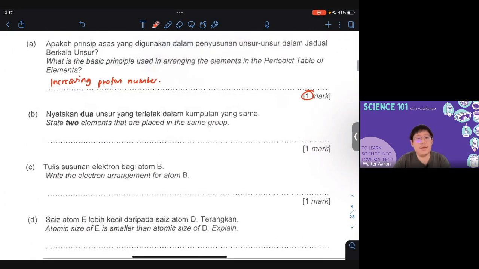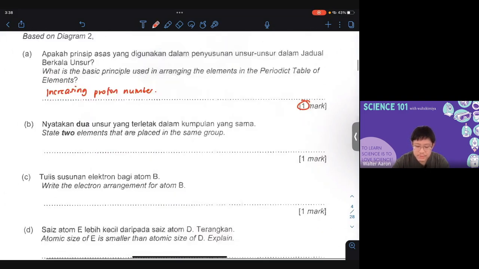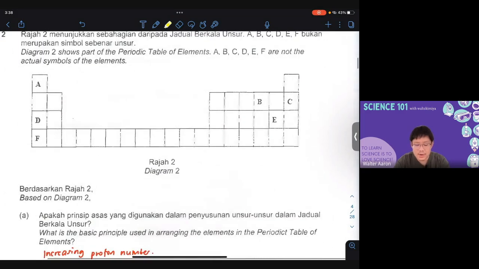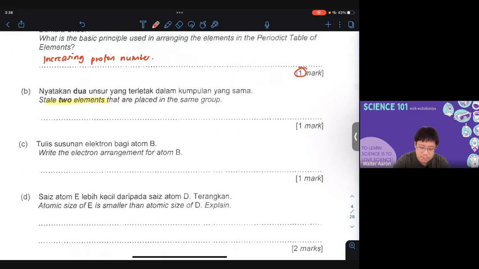State 2 elements that are placed in the same group. Groups are basically the vertical lines. Okay, like this, for example. So I think there's only one lah. In this case, you can put A, D, F if you want to, but it's 2 elements. So I'm going to put like maybe either A, D or A, F or D, F lah. So to be easy, just put there D and F.